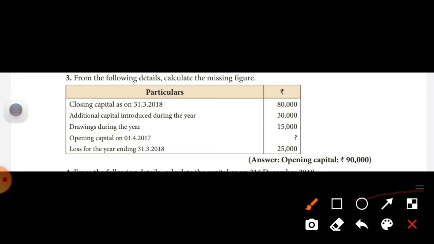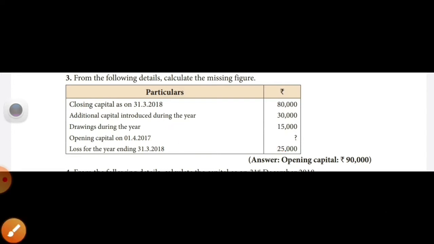Particulars: closing capital as on 31st March 2018, 80,000. Additional capital introduced during the year 30,000. Drawings during the year 15,000. Opening capital on 1st April 2017. So you can see that this particular value is missing. This opening capital is what we are going to find according to the problem.